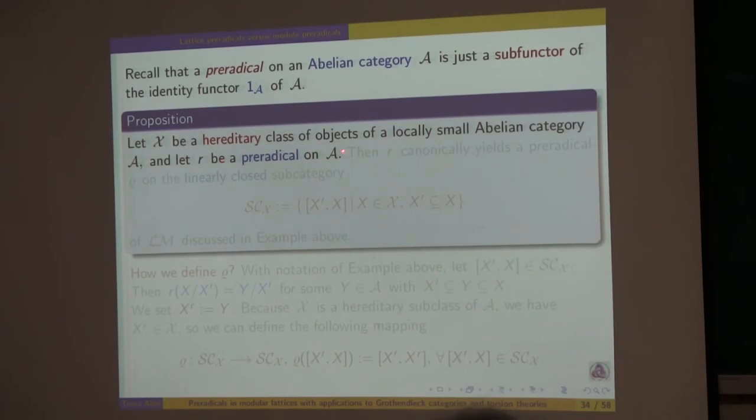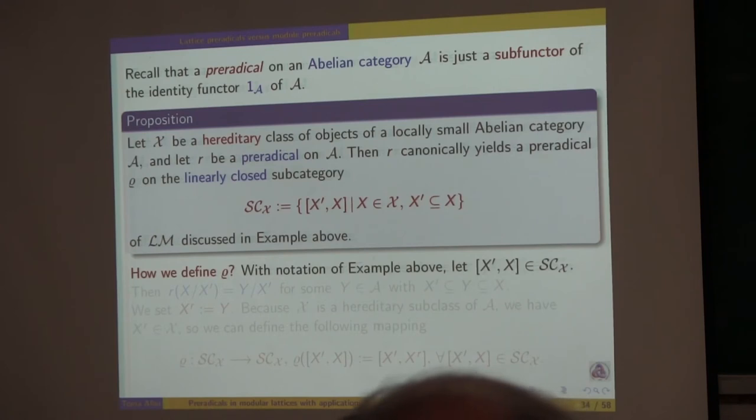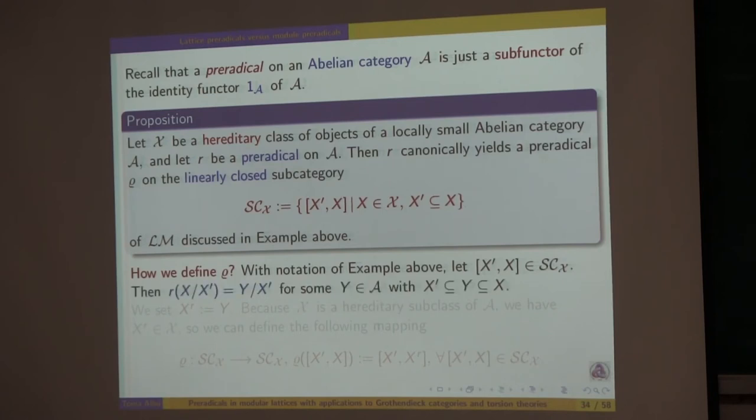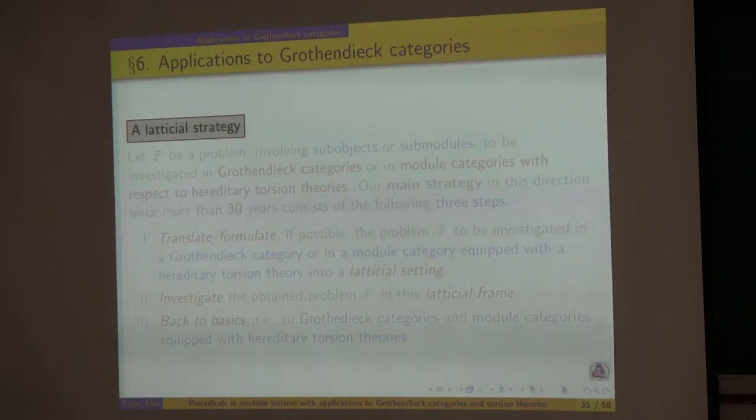If we have a hereditary class of objects, a locally small abelian category, and R is a predical, then R is canonically a predical on this category discussed before. How do we define rho? I told you already, I'm sorry about that, but I cannot avoid this. Just skip. With the notation above, let X interval be in S of C, then this radical L X over X prime is for some L, and we set X prime X minus Y, and we define rho in that way. So we finish that.